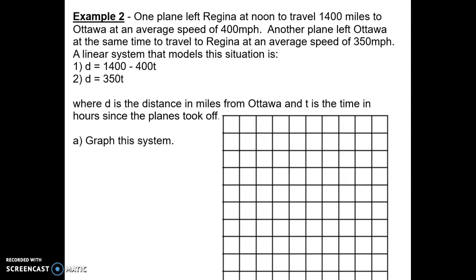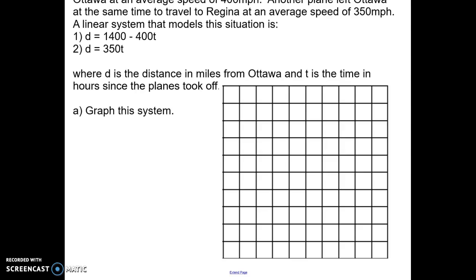The first thing we should do is put the independent and dependent variables on our graph. Remember these words, independent and dependent? Remember that independent is the x. So the independent in this case would be t, because that's the time, right? And then the dependent variable would be d. So remember that the independent always goes on the bottom, so the time is going to go on the bottom, and the distance, the dependent, will go on the side.